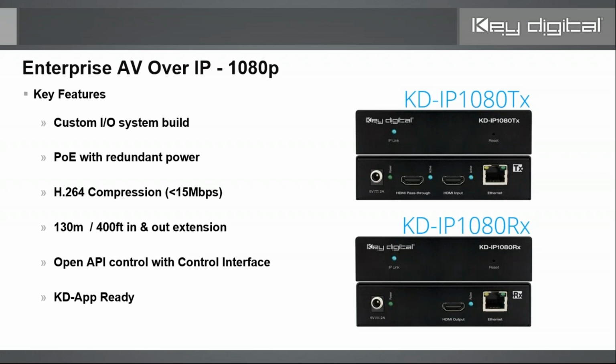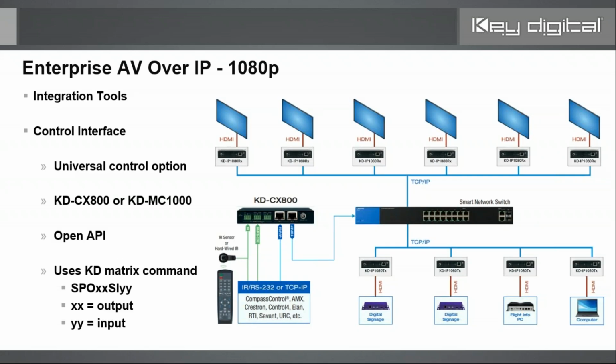Now, in addition to our 4K video over IP system, we also have our IP 1080s, which is a 1080p maximum video over IP system using H.264 compression. Very, very simple products. You can power over the Ethernet, or we have redundant power supplies, I should say.